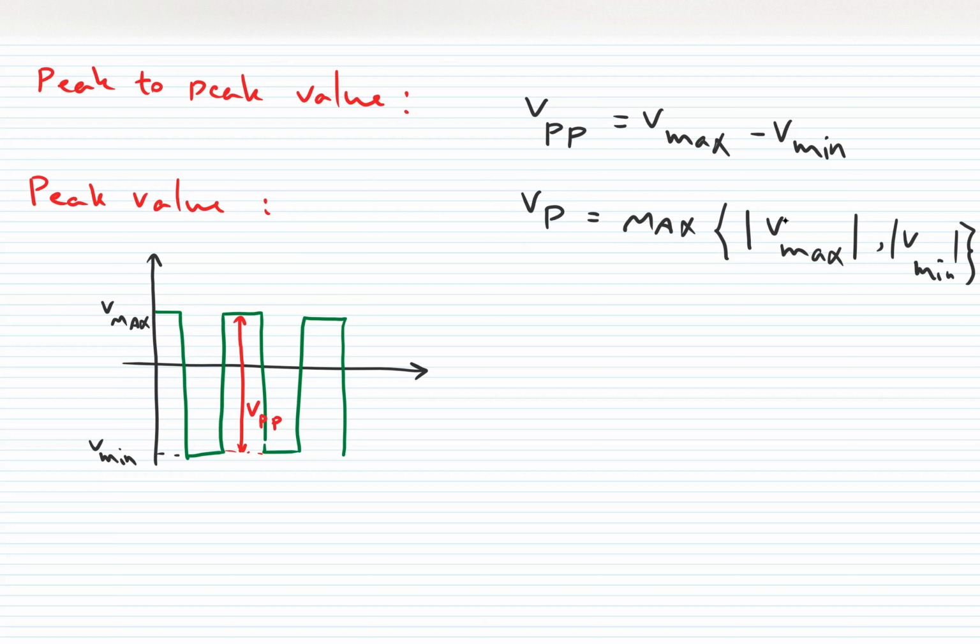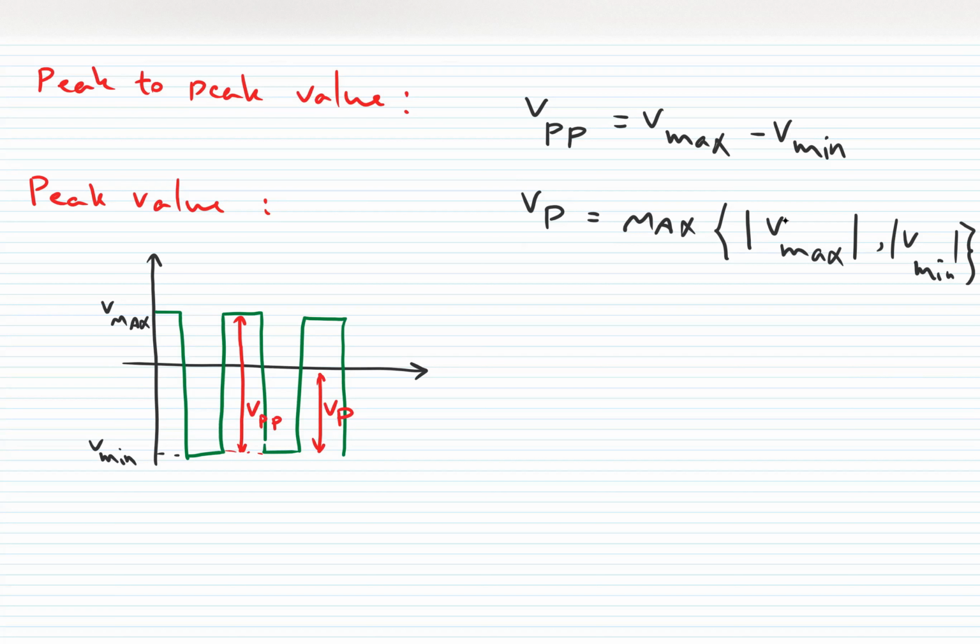For V peak, we look at the absolute value of V min and V max. So it's V min and here is V max. Which one is greater? We consider it as V peak. Here in this example, the absolute value of V min is greater than V max. So we can say that this amplitude is V peak.